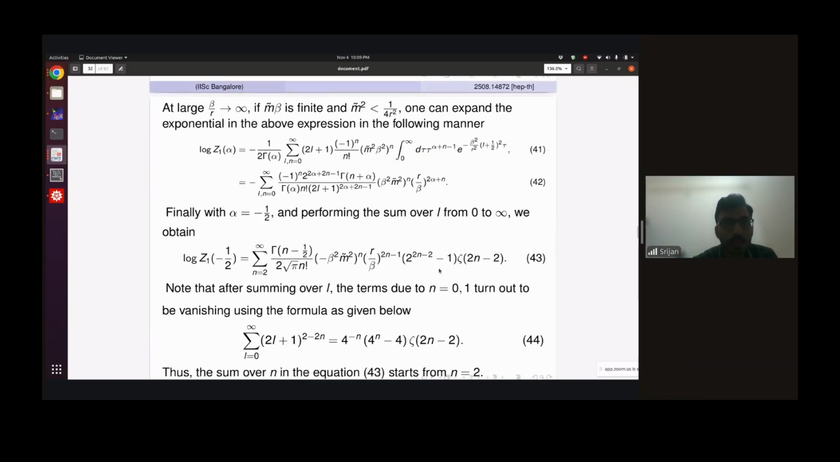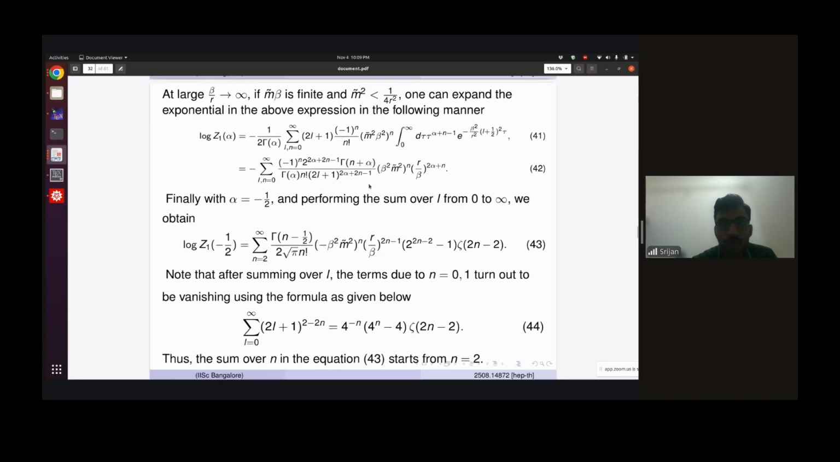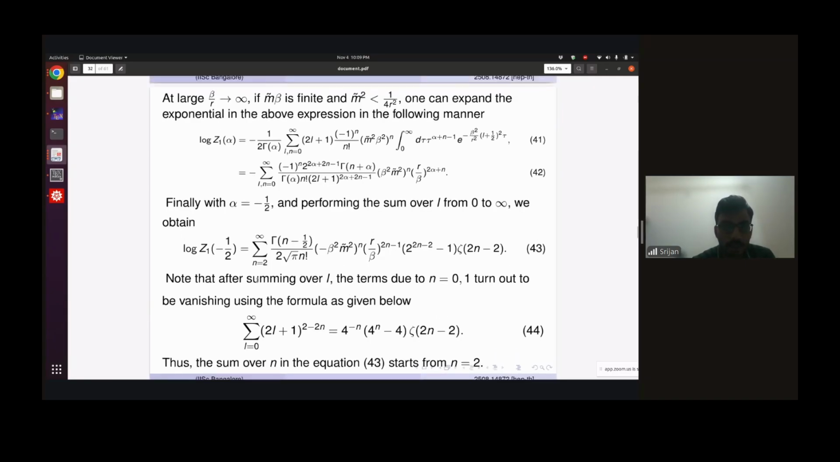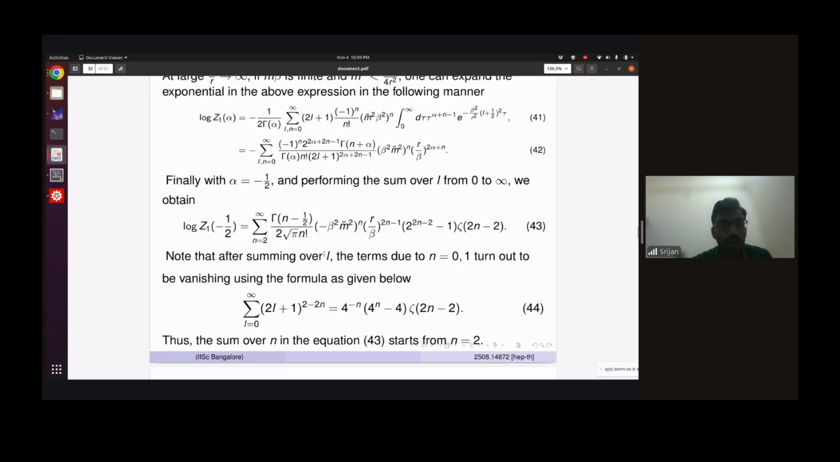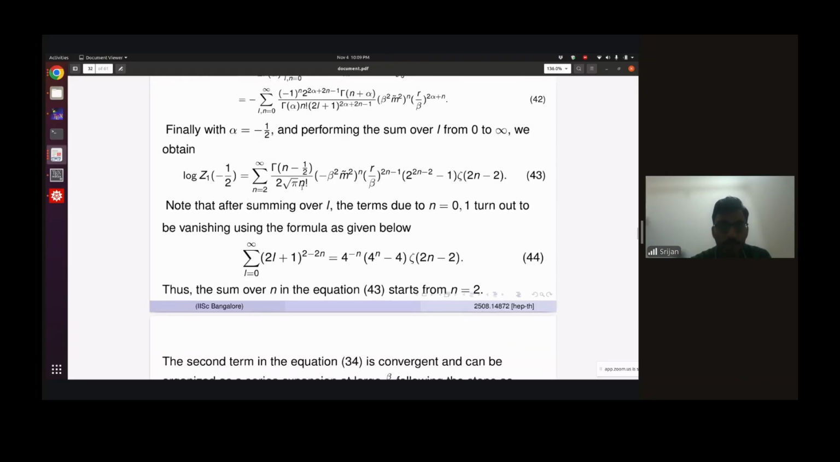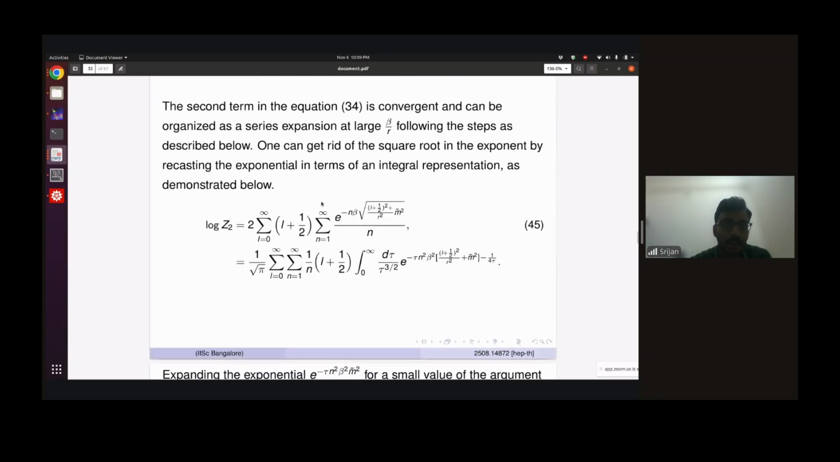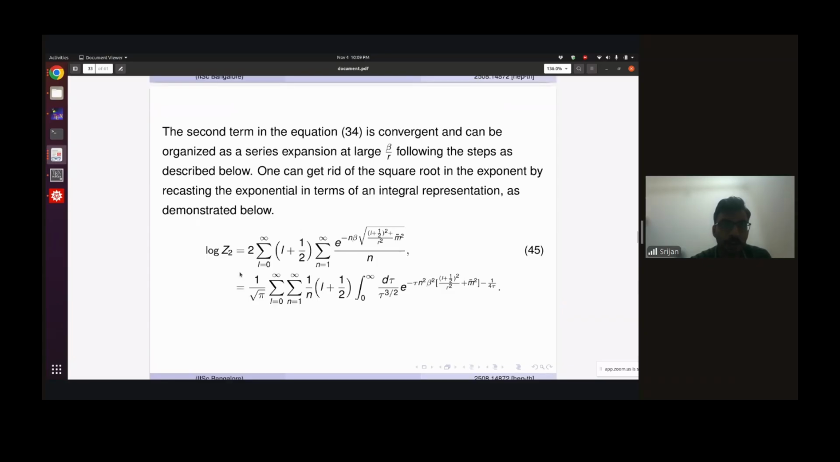Yeah, can I go ahead? So then we just use that analytic continuation, and you can see that the n equal to 0 and n equal to 1 terms just vanish because of the sum over L. So that's what we obtain. This is the result for log z1, and then we have to evaluate log z2, the second term.